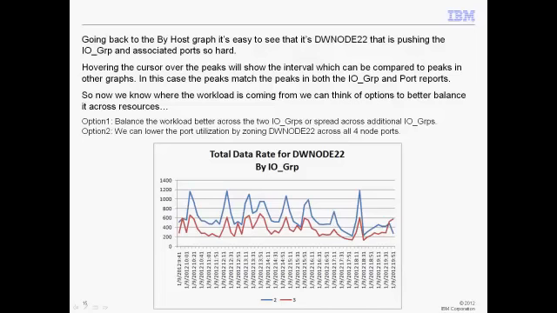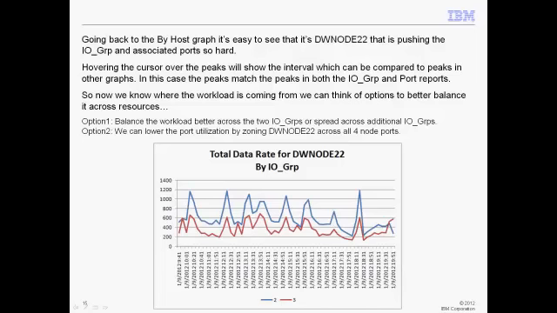Hovering the cursor over the peaks within Excel will identify the interval which can be compared to peaks in other graphs. In this case, the peaks match the peaks in both the I/O group and port reports. So now we know where the workload is coming from. We can think of options to better balance it across resources.